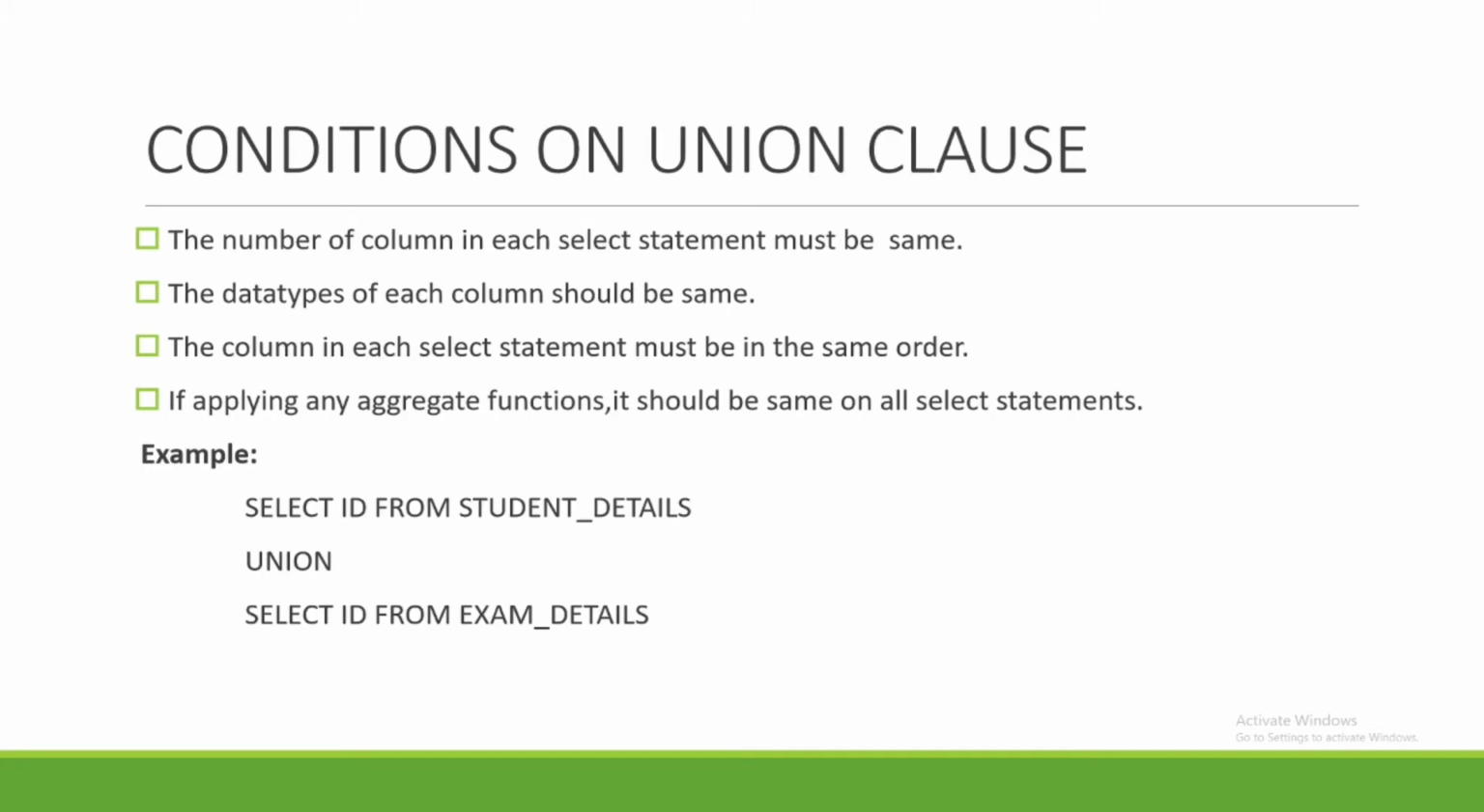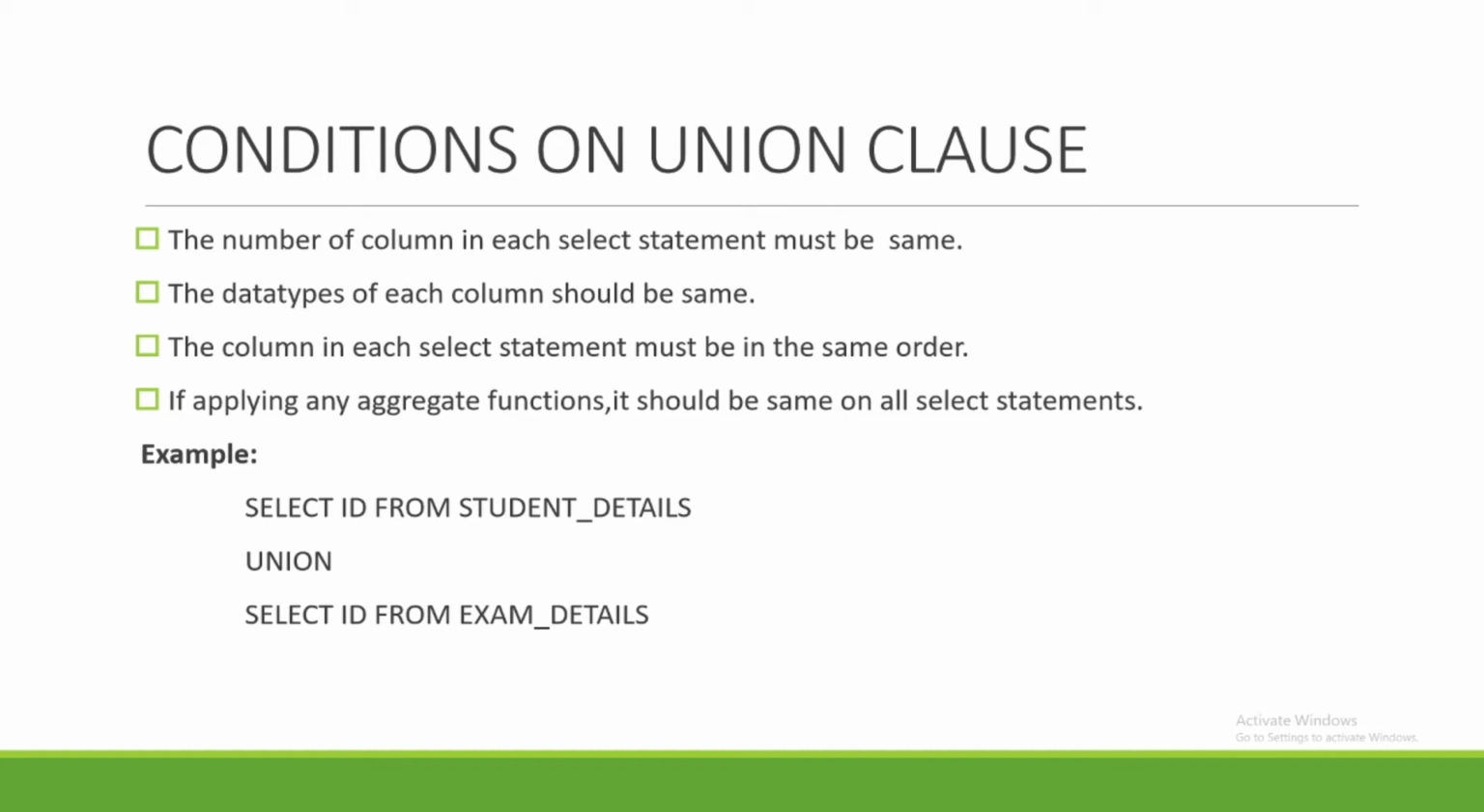Now there are certain conditions that are very important with the union clause. We cannot directly select any number of columns and just union them with any other table. There are certain conditions that we need to follow. The first one is that the number of columns in each select statement must be the same. In the example below, we are selecting ID from students table, union select ID from exam table. Here we cannot do select ID, name from student table, union select ID from exam table. We are choosing one column from each table, so that should be maintained, and in both tables we should pick an equal number of columns.